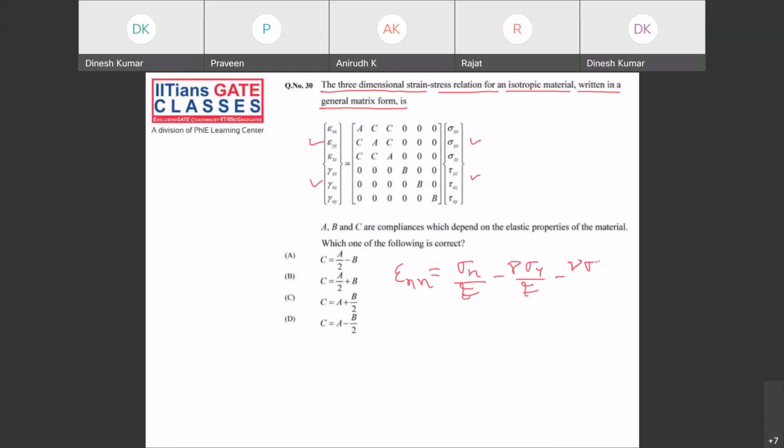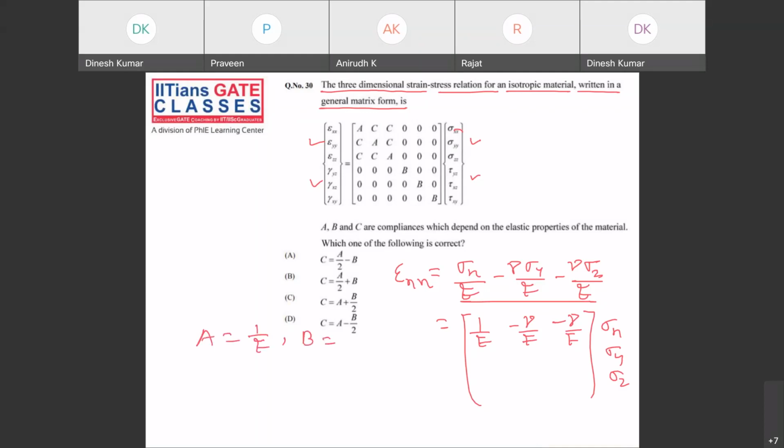If you compare this with the matrix form, you can see it is 1 minus nu, divided by E, 1 by E, 1 by E, 1 by E, and then this matrix has sigma x, sigma y, sigma z. So from this comparison, A is equal to 1 upon E, and B is equal to minus nu by E.